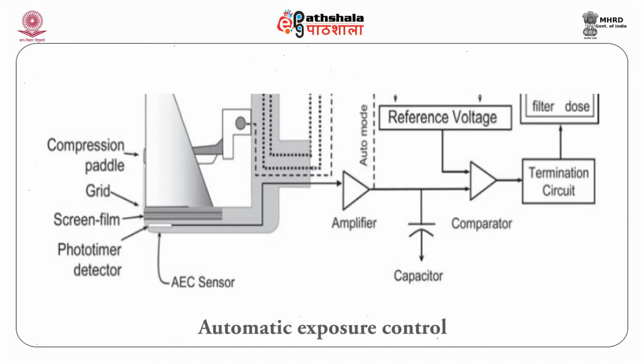The automatic exposure control automatically selects the exposure parameter depending on the thickness and density of the breast tissue. It also has the circuit which automatically cuts off the radiation once the predetermined value for creating a good image is reached. The cutting off is done using relays, just as we find in automatic exposure control in a digital radiography system.